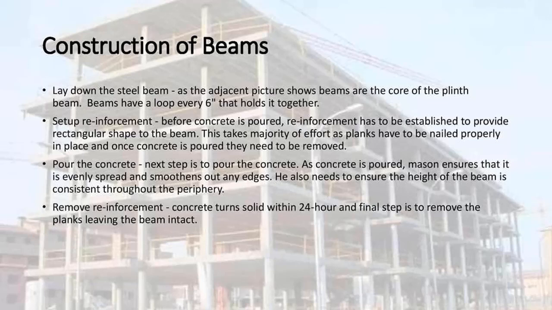Now, construction of beams. Step 1. Lay down the steel beam. As the adjacent picture shows, beams are the core of the plinth beam. So beams have a loop every 6 inch that holds it together. Here loop means stirrups.